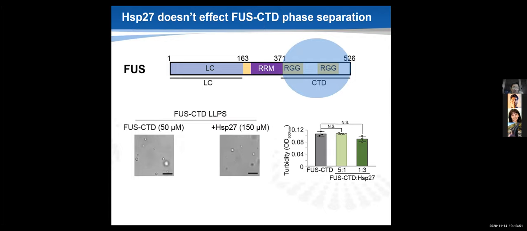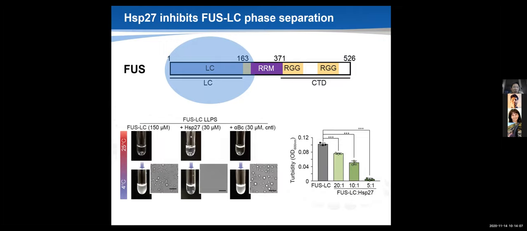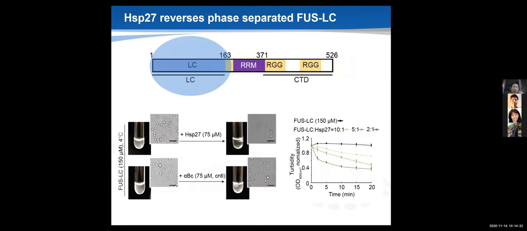The results show that HSP27 didn't influence, or only very mildly modulated, the phase transition of FUS CTD. But for the FUS NTD low complexity domain, it can very efficiently prevent or block phase transition of this RC domain. As a control, the other small heat shock protein, αB-crystallin, showed no effect on the phase transition of the RC domain of FUS. So HSP27 very efficiently prevents it. And more interestingly, it can reverse phase separated FUS RC. When it forms the droplets, when you add HSP27, it can reverse it and dissolve the phase transition.